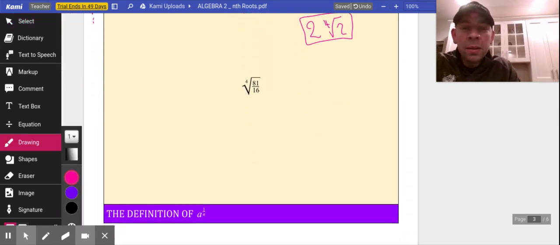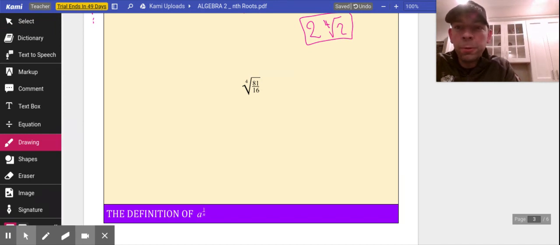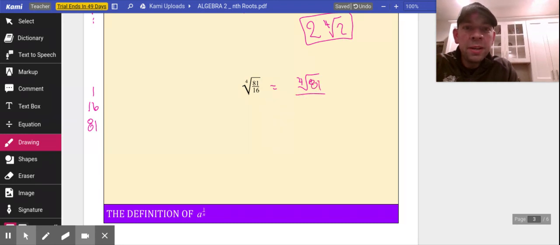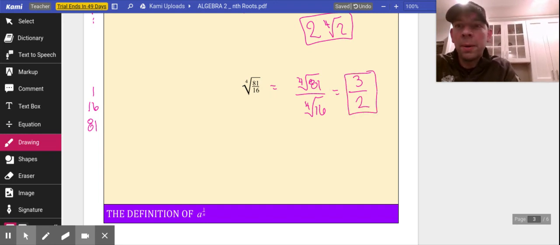Again, I'm going to cheat off of that list we just had, the perfect fourth powers. So we're thinking 1, 16, 81, etc. I'm going to rewrite this as the fourth root of my numerator divided by the fourth root of my denominator. And those are both perfect fourth powers. So this would be a 3, and this would be a 2, and we're all done with that one.